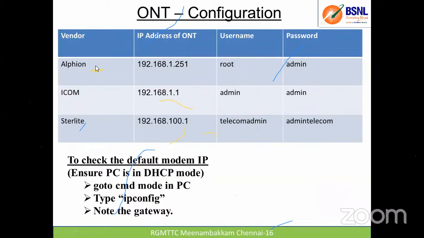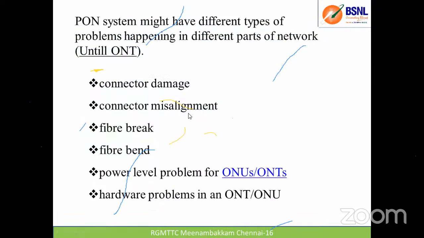These are some of the vendors: Alphion, Icom, Sterlite. Apart from that, Cyrotech, DBC, Netlink are some of the vendors available now in OLT and ONT. These are their default username and password. These are the IP addresses of the ONT. For configuring the ONT, they have to log in with this IP address.